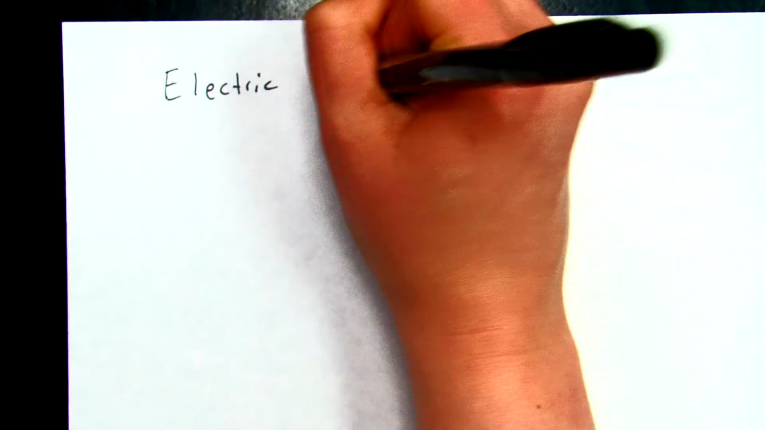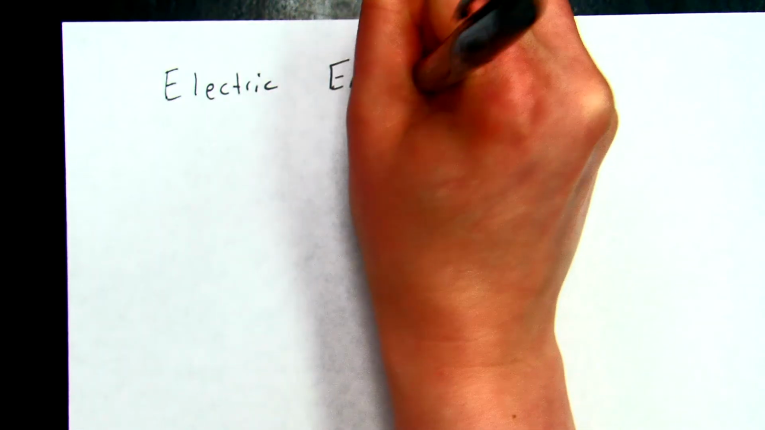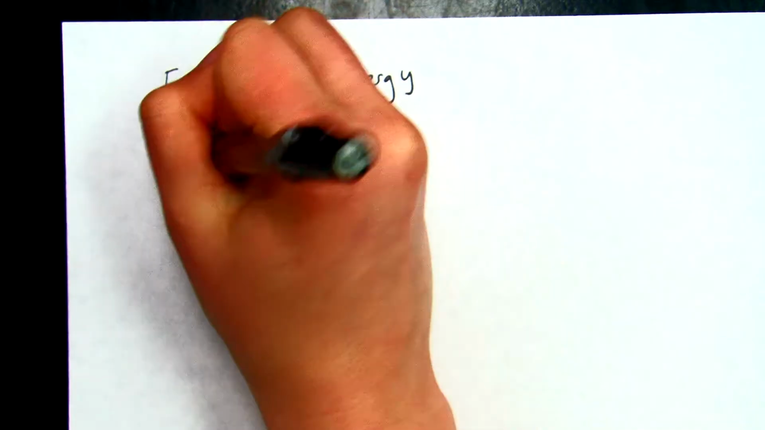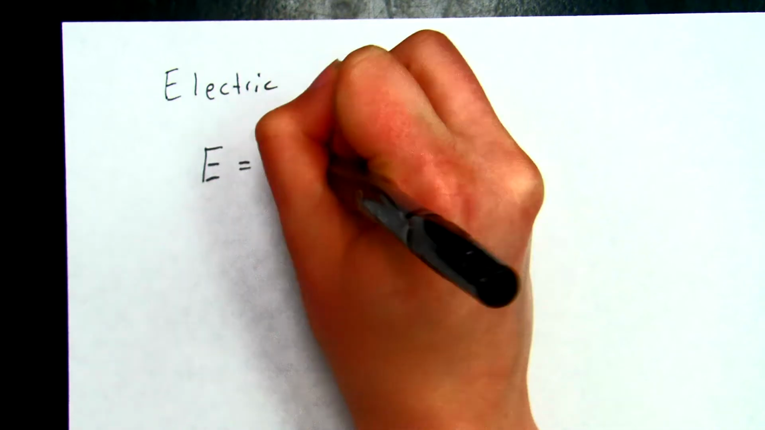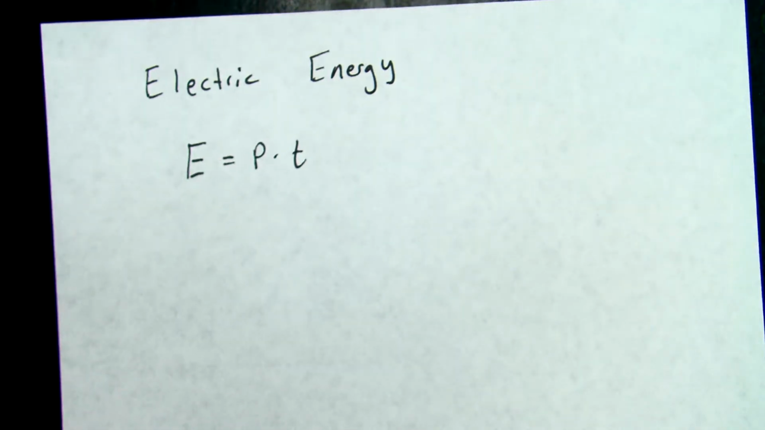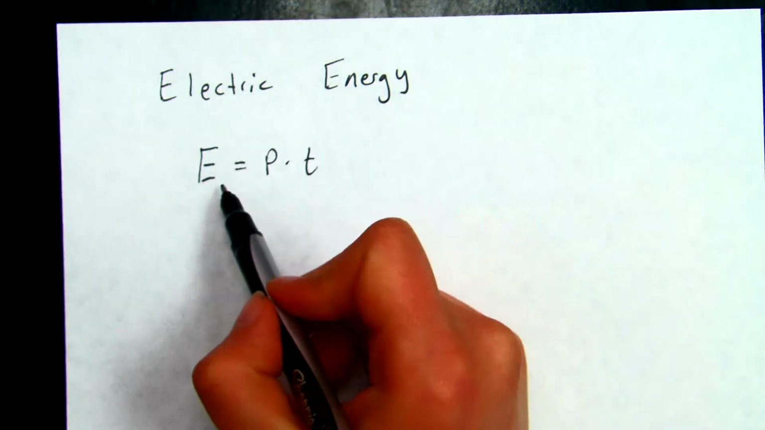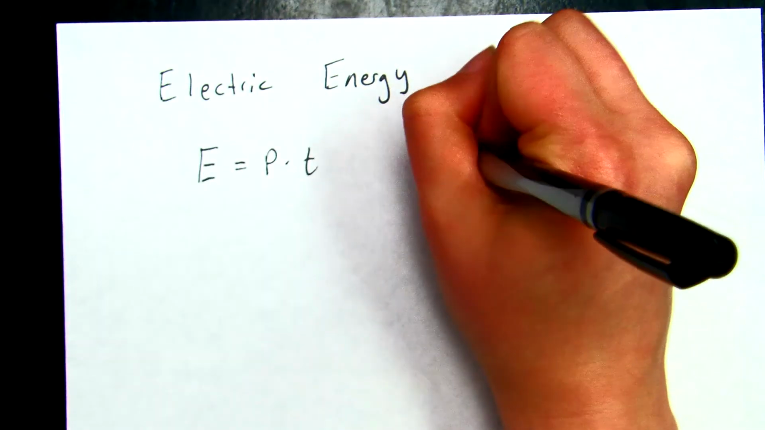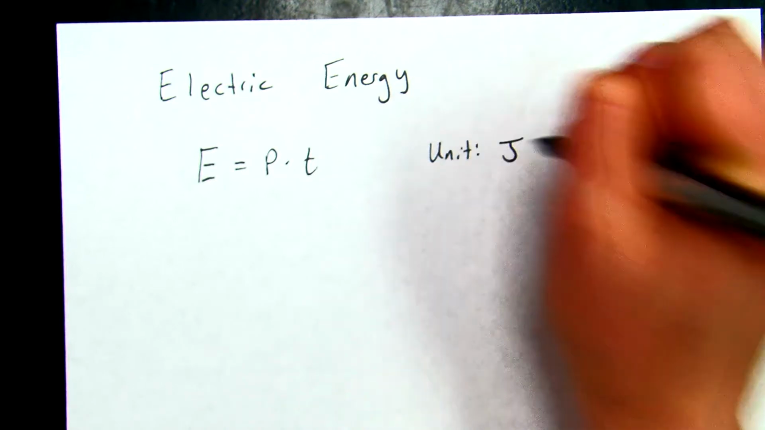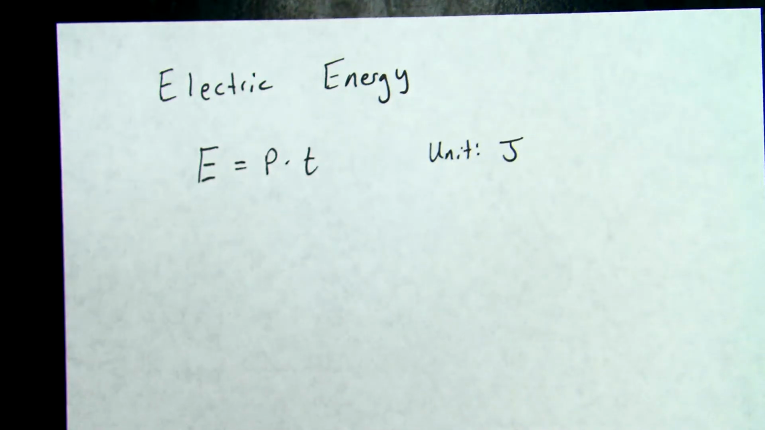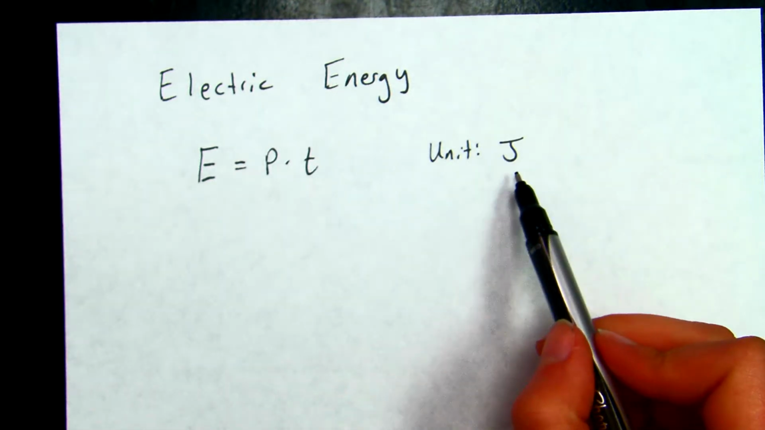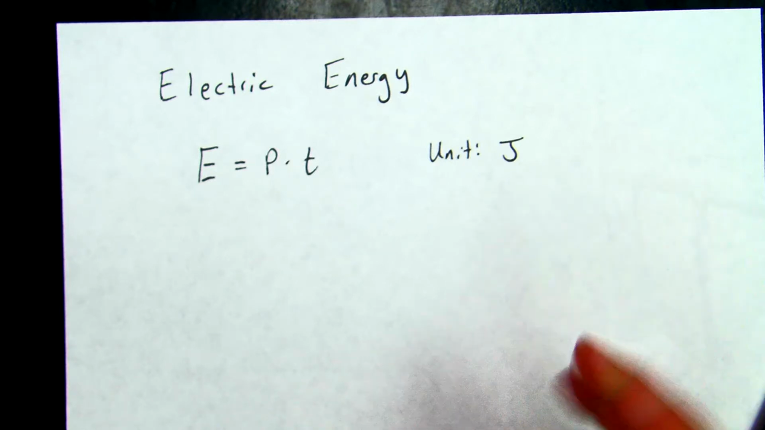So if we're looking at electric energy, we're going to use the symbol E for energy. And we're going to take our power and we're going to multiply it by our time. So electrical energy is power times time. The unit for all forms of energy is joule. That has not changed. So that's also a review from our previous unit. So with your electricity bill, you are charged with kilowatt hours and not with joules, but I want to show you how you can relate those to each other.